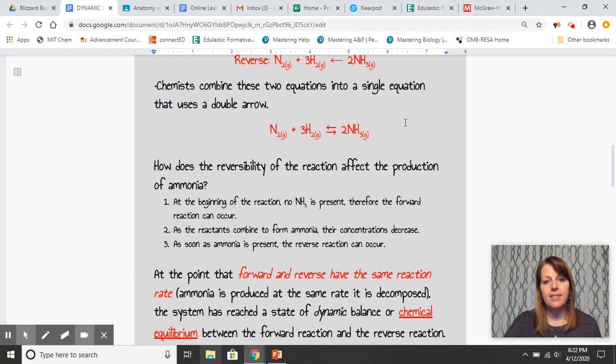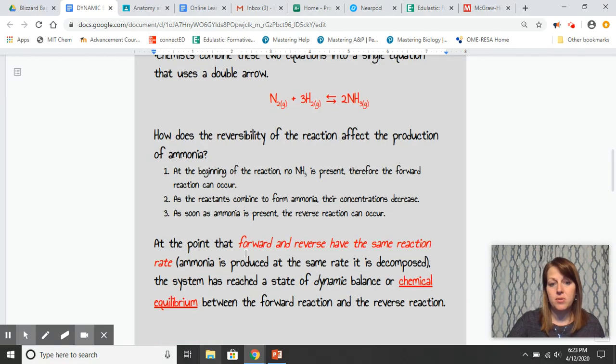So when we look at this N2 plus 3H2 yields 2 NH3, how does that reversibility affect the production of ammonia? Well, at the beginning, like I said, there's no NH3 present. So therefore, that forward reaction wants to occur. It just happens spontaneously. But as those reactants combine to form ammonia, their concentrations are going to start to decrease. And then as soon as ammonia is present, now it can break down and it's going to do the reverse. So it's all going to happen at the same time.